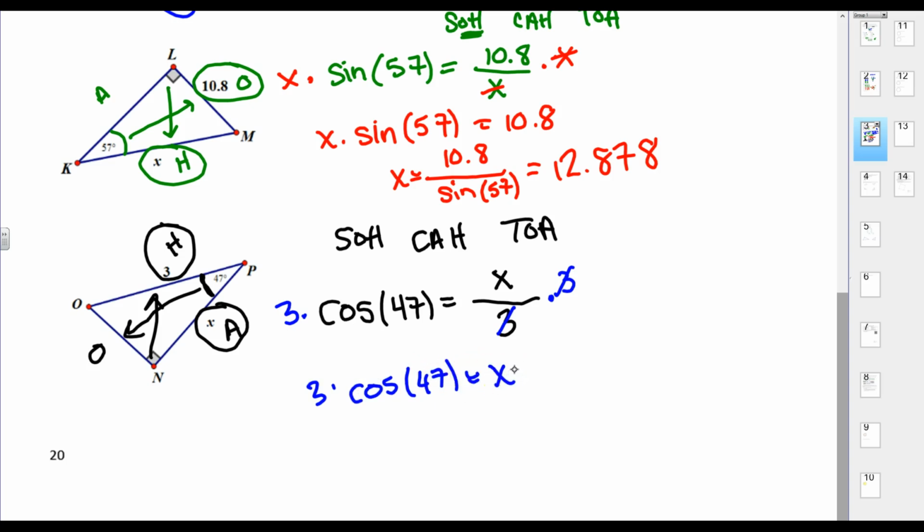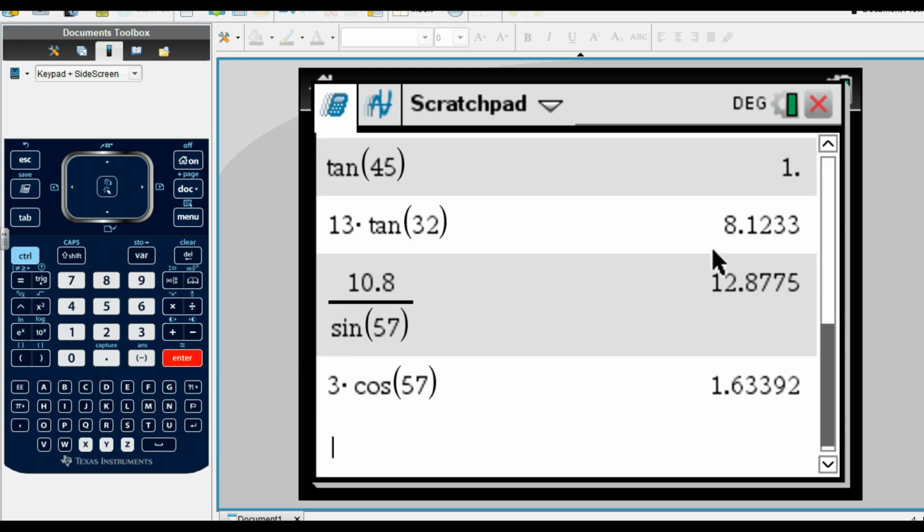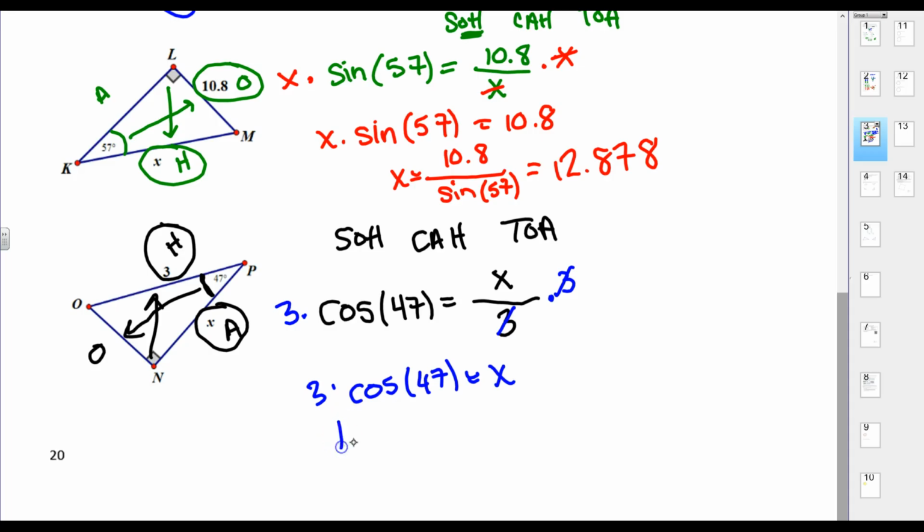Well, that's fully simplified, so I plug it in the calculator. 3 times the cosine of 47 gets me 1.633. So 1.633 is equal to x, and that's my missing side length. And this side length makes sense. If 3 is the hypotenuse, it's supposed to be the longest side length in the triangle. So the x value should be less than that, and it's less than that by an appropriate amount.